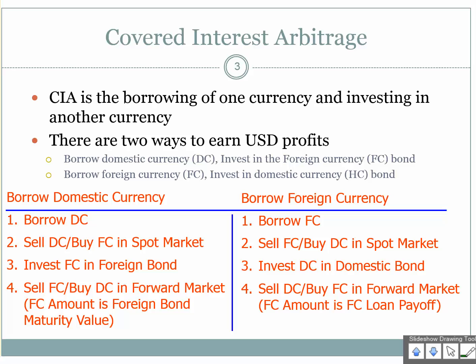Covered interest arbitrage is borrowing in one currency, selling that currency, and buying another, and then investing in a new country's bonds or other investments. So you can either borrow domestic, say borrow the US dollar, sell the dollar and buy another country's bonds, or you could borrow in, say, the yen, in the case of the yen carry trade, sell the yen, buy dollars, the domestic currency, invest the dollar in, say, US Treasuries, and then sell the domestic currency and buy foreign currency.